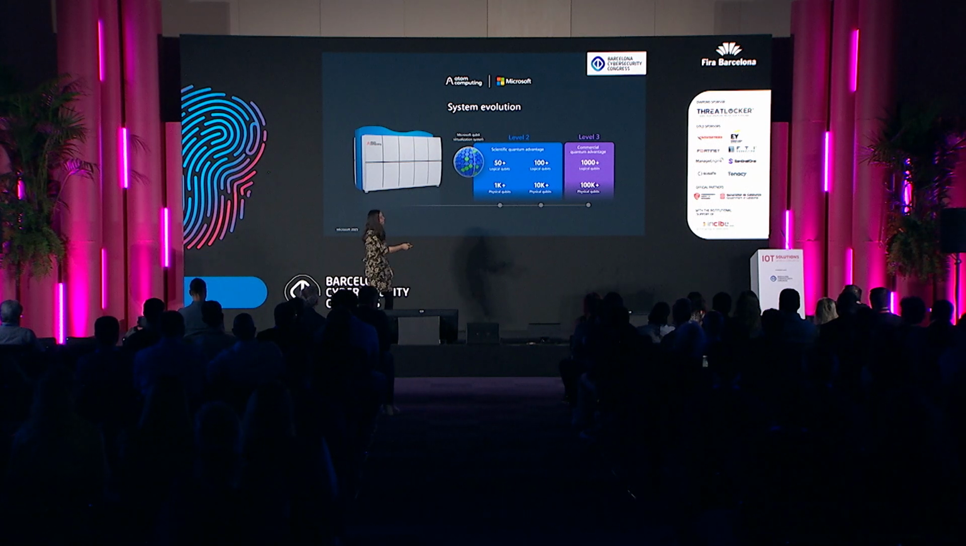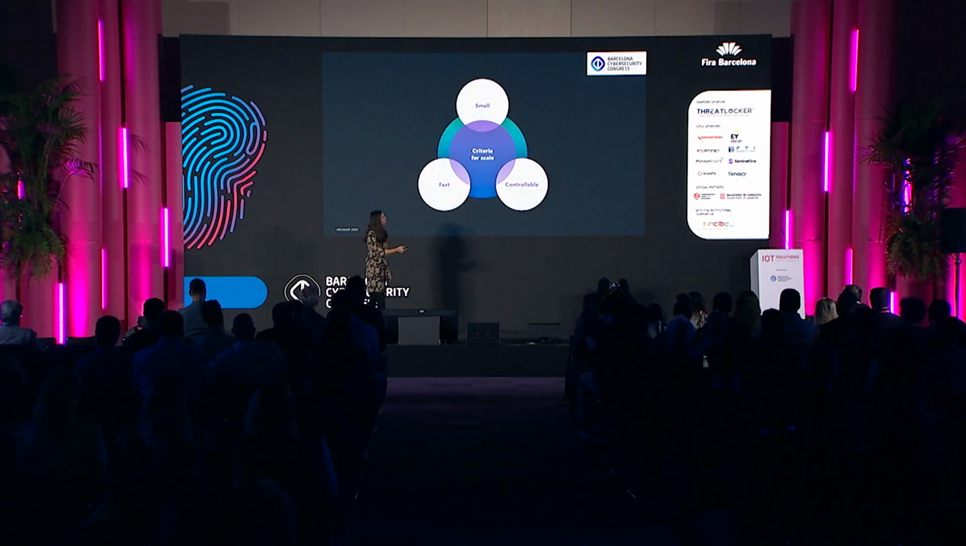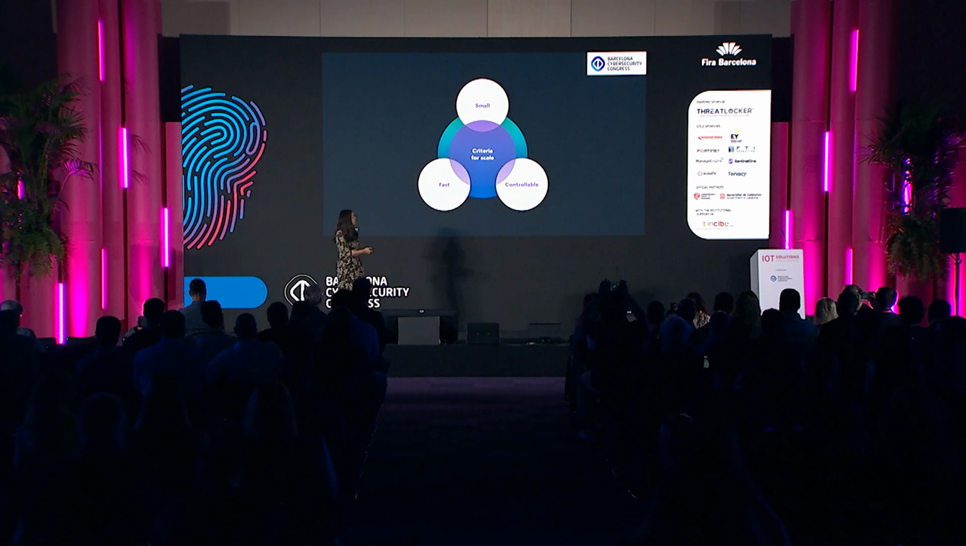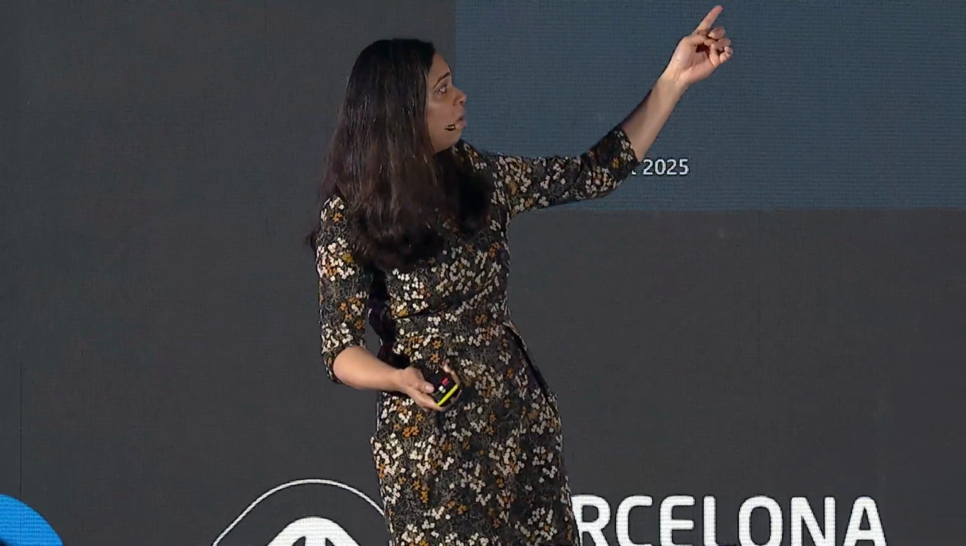And that's why we believe in our first-party hardware, which is the topological qubit. You must have heard about Majorana 1, the chip which we launched recently. That chip is about a topological qubit. And why is that? What's the difference? Why is that qubit better than anybody else's? Because it is small, fast, controllable. And what do I mean by that?